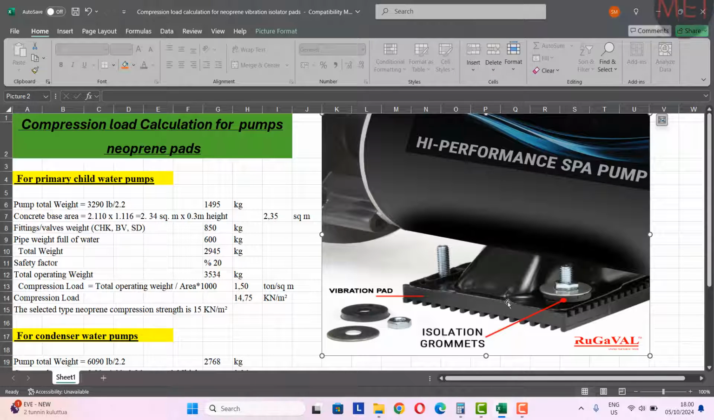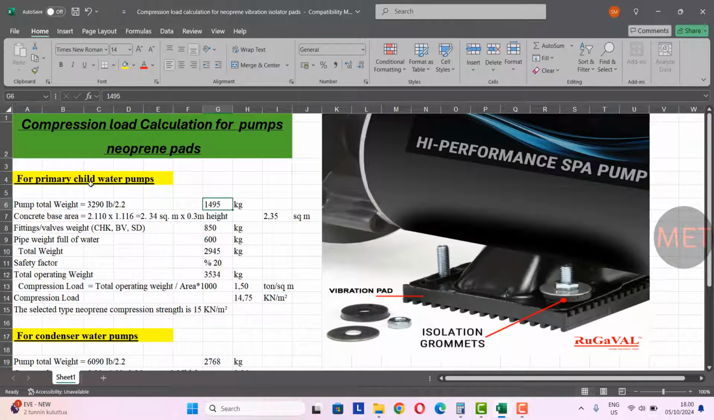So it is very important to use those anti-vibration rubber pads on those heavy machines. Here I'm explaining for the pumps. The same way you can use these calculations for air handling units, fresh air handling units, and any kind of heavy machine. So let's start the calculation process for this one.